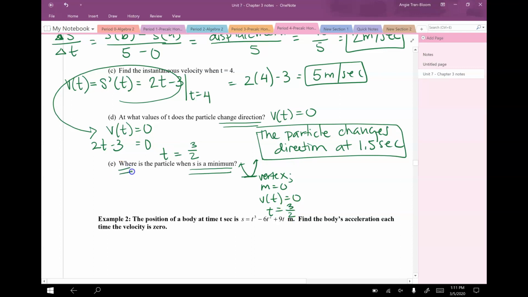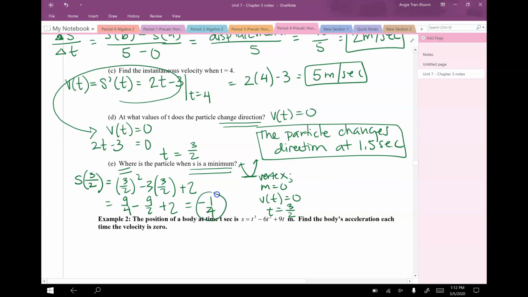So it says where, not when. When means the time. It's looking for where, so we will plug in the time. It's at the minimum at the time of 3 over 2. So I will plug in 3 over 2 to your position formula: 3 over 2 squared, minus 3 times 3 over 2, plus 2. So that will give me 9 over 4 minus 9 over 2 plus 2. That will give me negative one quarter.